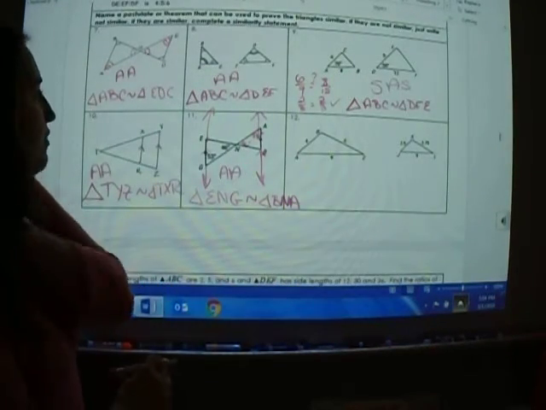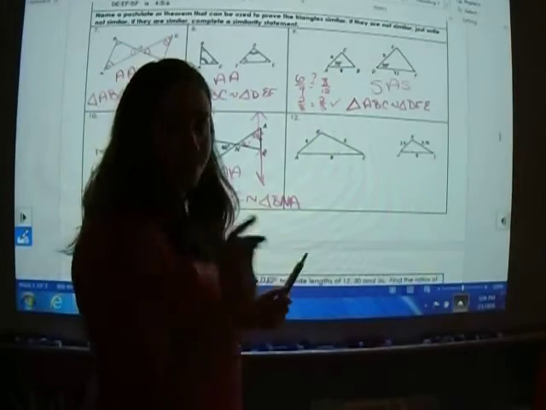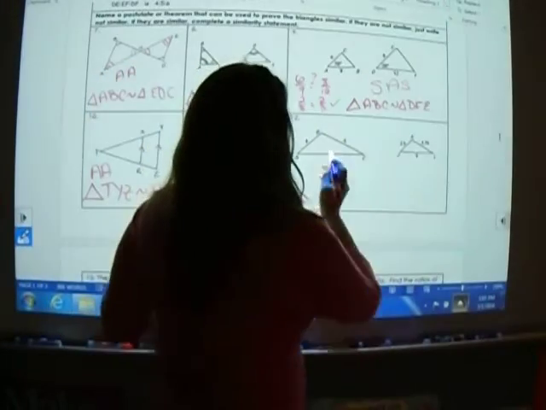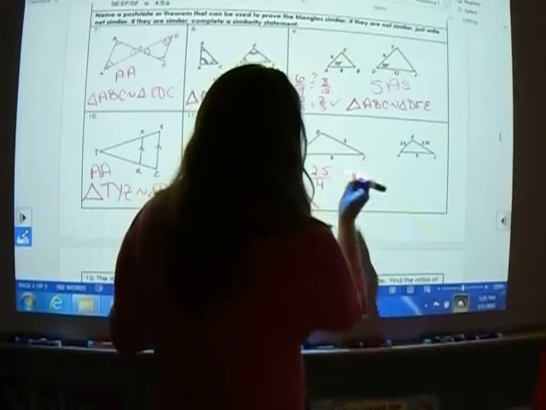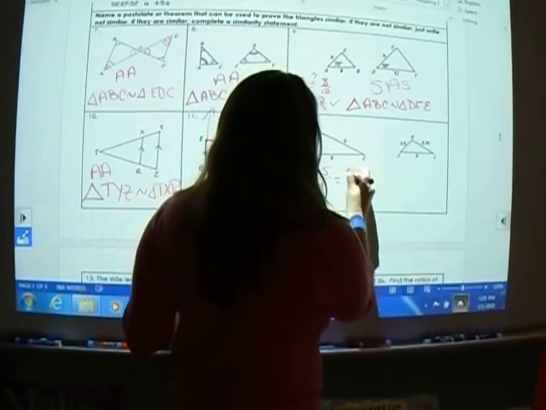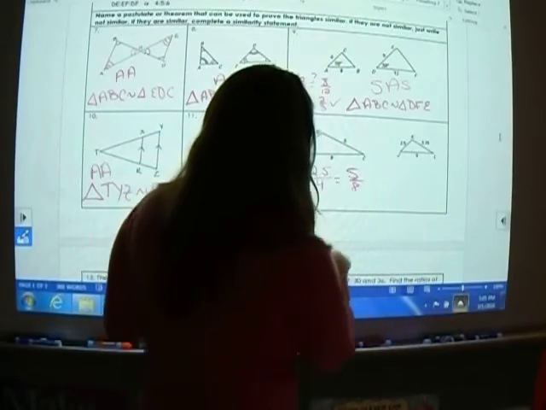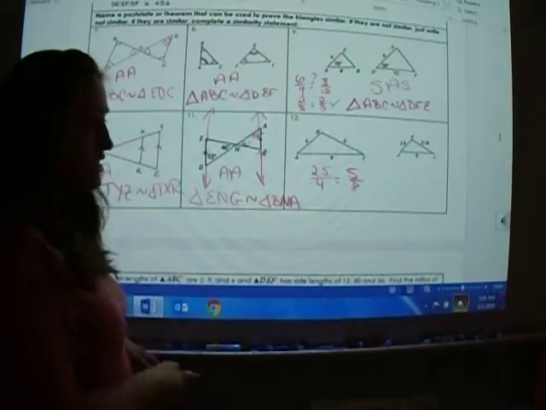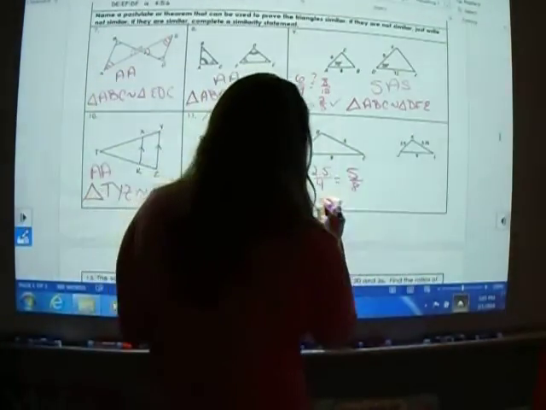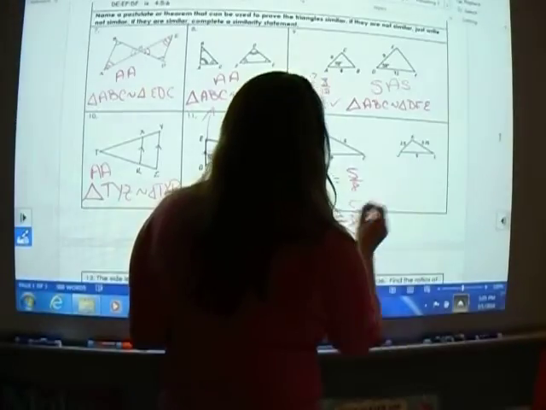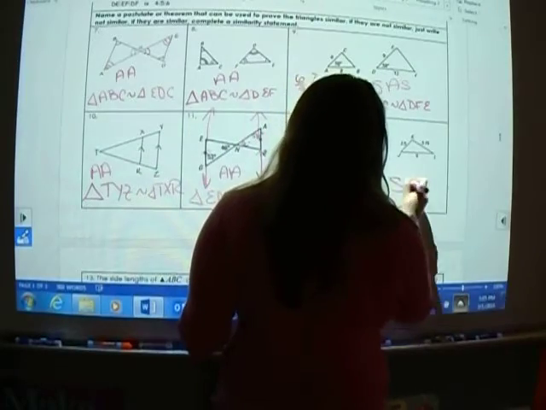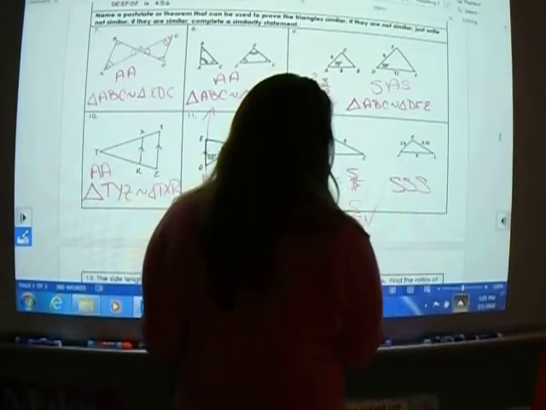So finally, number 12. We have to check that these are in the same ratio. So we want to do 2.5 over 4. You can do 4 over 2.5, whatever, equals 5 over 8. And we need to check to make sure this is correct. We don't want to deal with a decimal here, so another way to write this would be 5 over 8 equals 5 over 8. Check. So this is the side, side, side postulate.